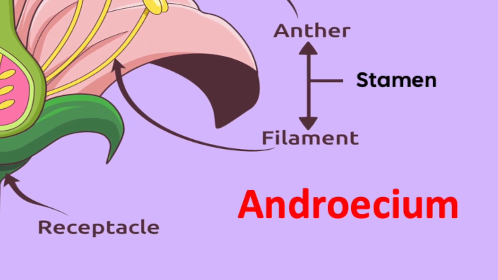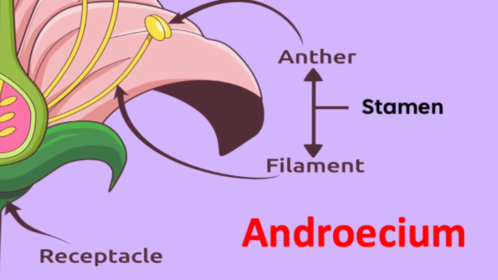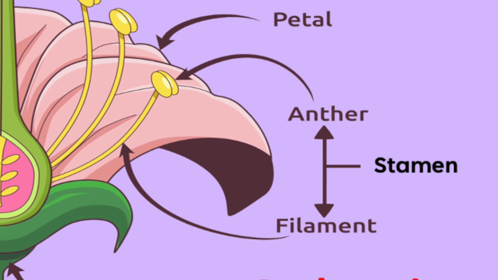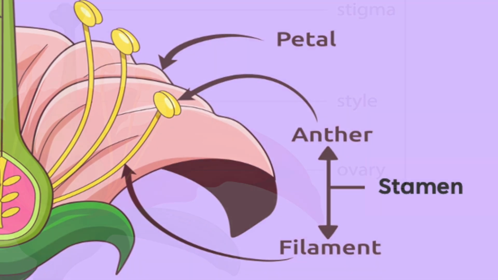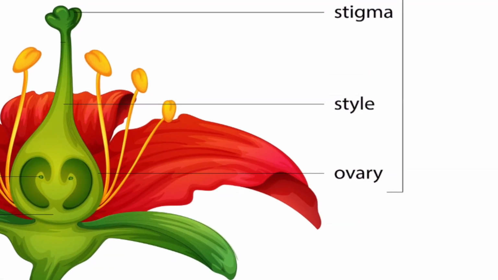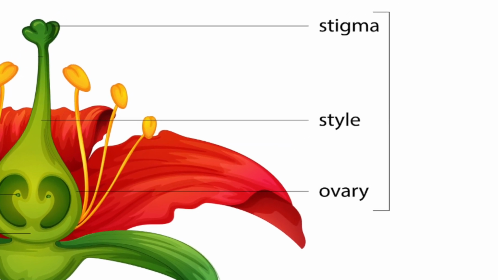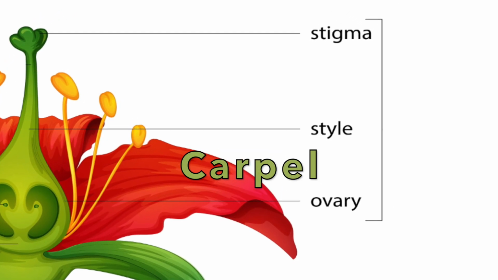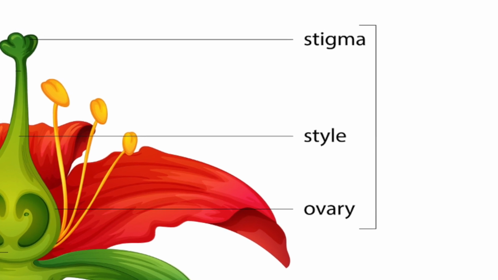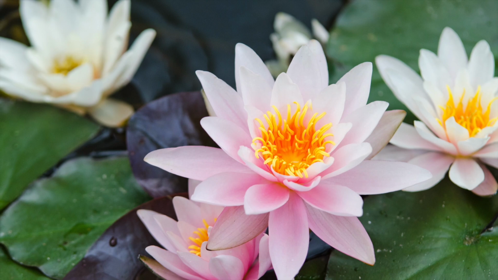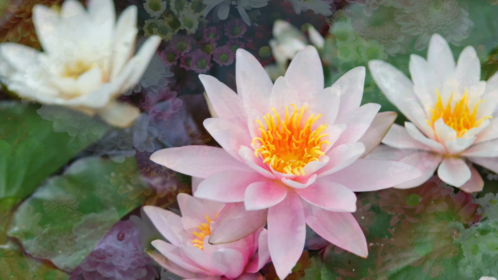The third component houses the male reproductive structures, an area called the androecium. It contains stamens with anthers. The innermost components, the gynoecium, or female reproductive components, include the carpel that is made up of a stigma, style, and ovary. Flowers may possess 1 or multiple carpels to form a pistil.